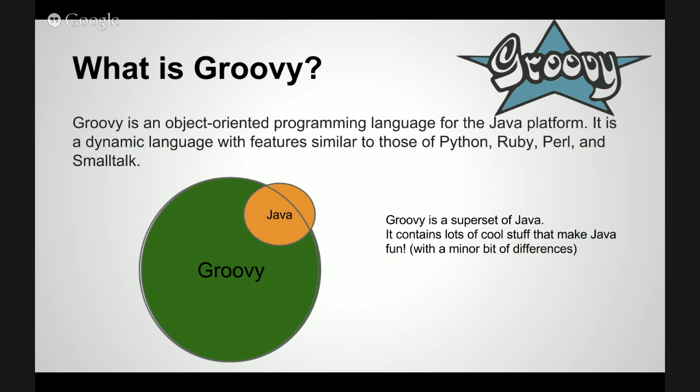So what is Groovy? It's a JVM language. It's a superset of Java. You can use most of the Java stuff, just with a little bit of differences. Hence, you see the graph over here. So just a minor difference.